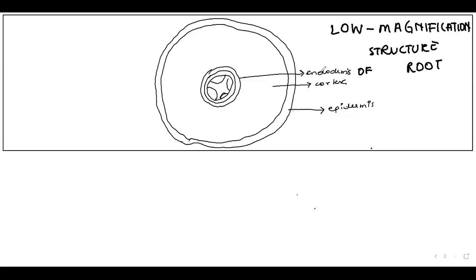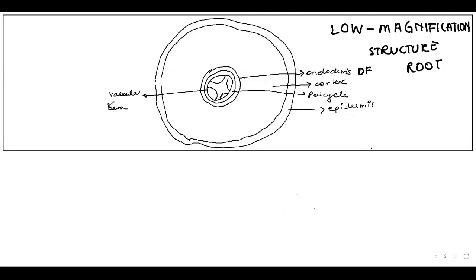Then inside the endodermis, we have another layer. That layer is known as the pericycle. Again, I will teach you about what the pericycle actually is. Now, inside the pericycle, we are going to have our vascular bundle.